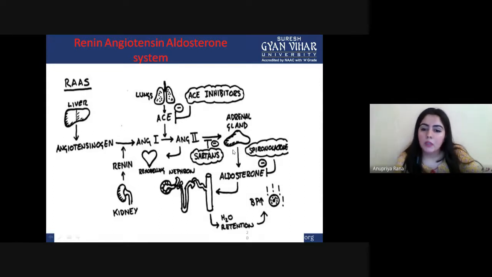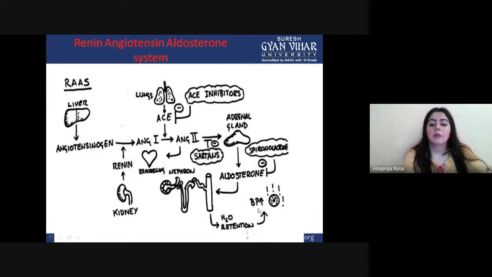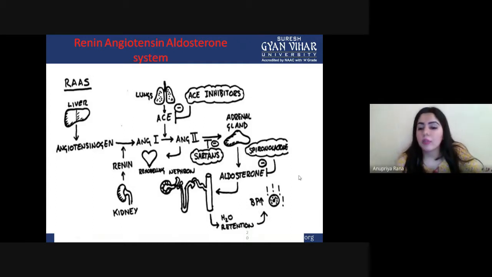Okay, so when the blood pressure rises or there is water retention, at that time this aldosterone will be produced and act inside the nephron. Now this nephron carries the process to the collecting duct, or they are going to release the renin.